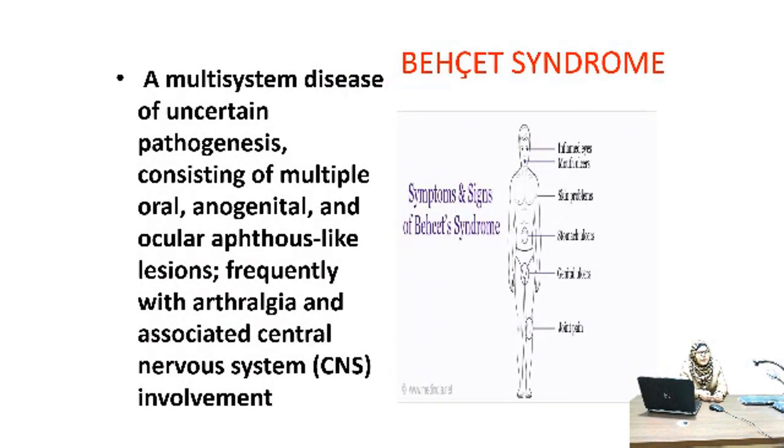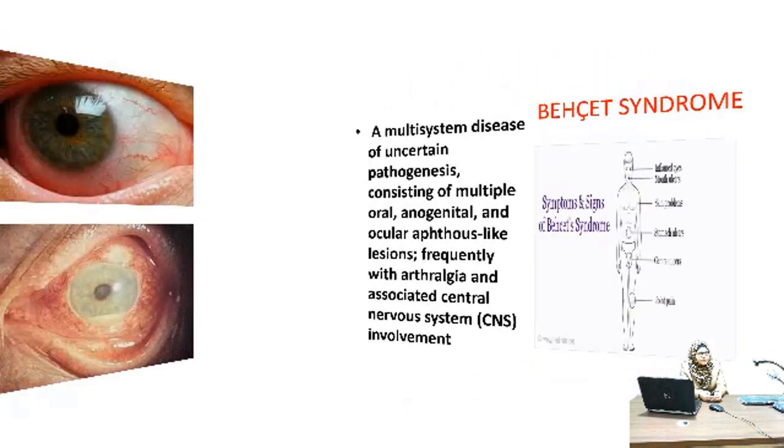Behçet syndrome or Behçet disease. It is a multi-system disease that characterized by formation of aphthous ulcer. One of the components of Behçet disease is the aphthous ulcer. The pathogenesis is uncertain of the Behçet syndrome and consists of multiple oral and orogenital and ocular aphthous-like ulcer or lesion there is associated with arthralgia and central nervous system involvement.